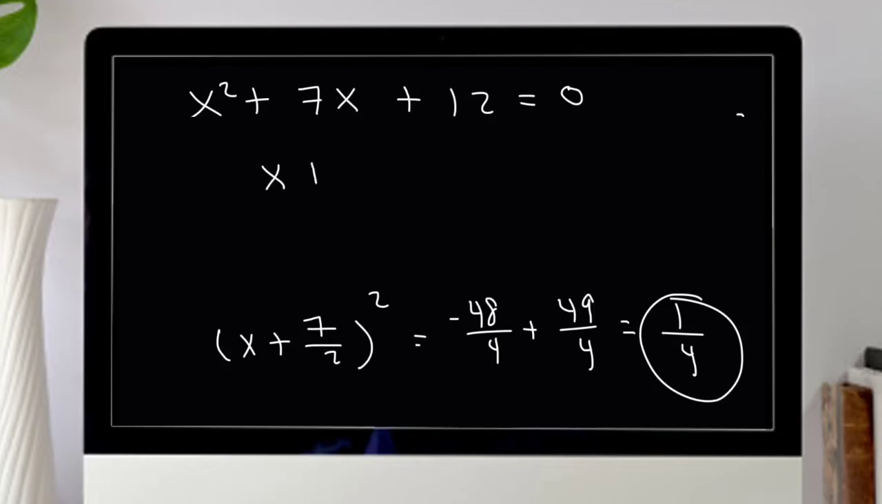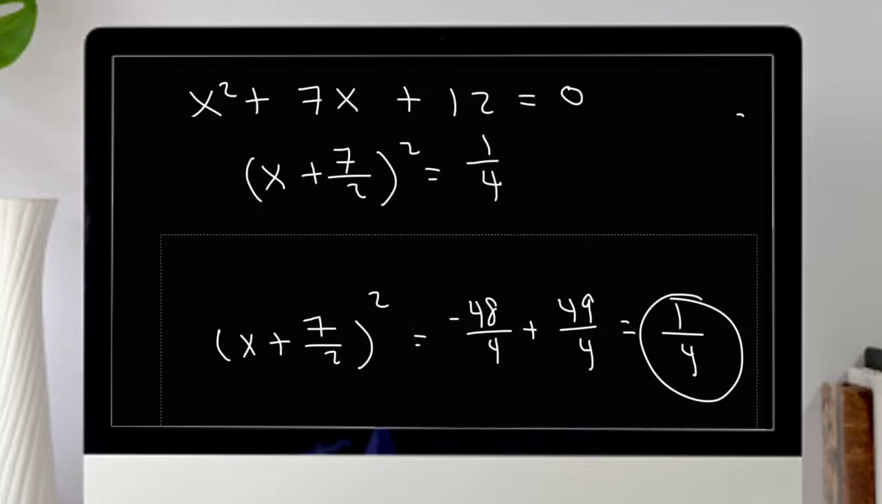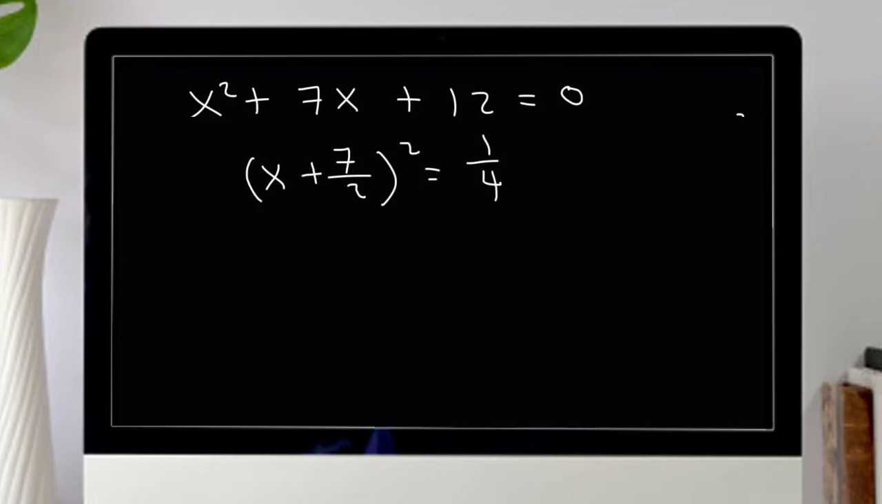So right now we have x plus 7 over 2 squared, and all of that is equal to 1 over 4. Now, what is our next step? Whenever you wish to solve an equation, your goal is to isolate the x variable. So we need to get it by itself. To do that, we need to get rid of the square. And so we have to take the square root of both sides of the equation. The square and the square root will cancel. So on the left, we're going to get x plus 7 over 2.